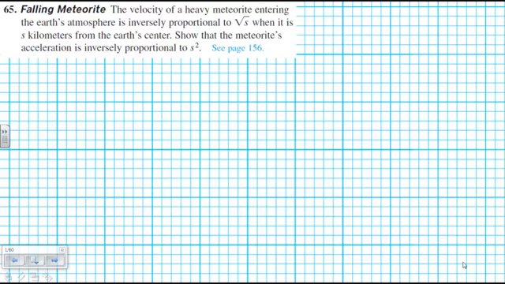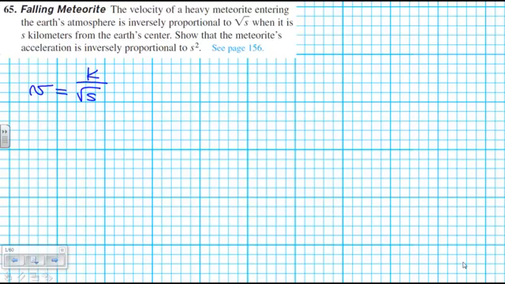So, the velocity of a heavy meteorite is inversely proportional to the square root of s when it is s kilometers from the Earth's surface. Show that the meteorite's acceleration is inversely proportional to s squared. All right. So, velocity is inversely proportional to the square root of s. Now, if I remember what these words mean, it's 1 over root s, well, k over root s. There's some sort of constant of proportionality.